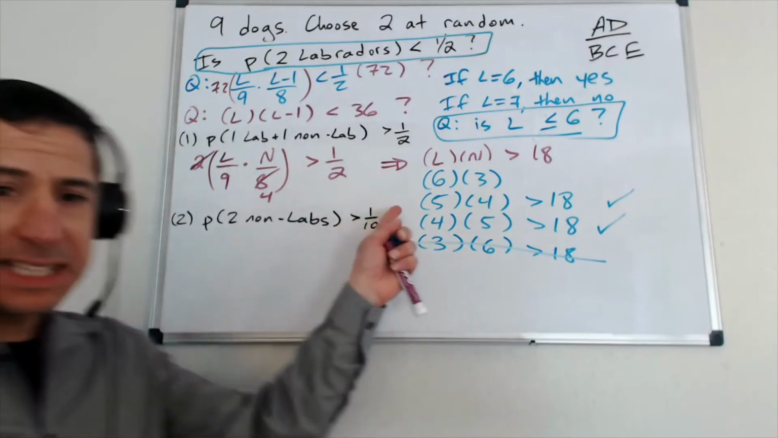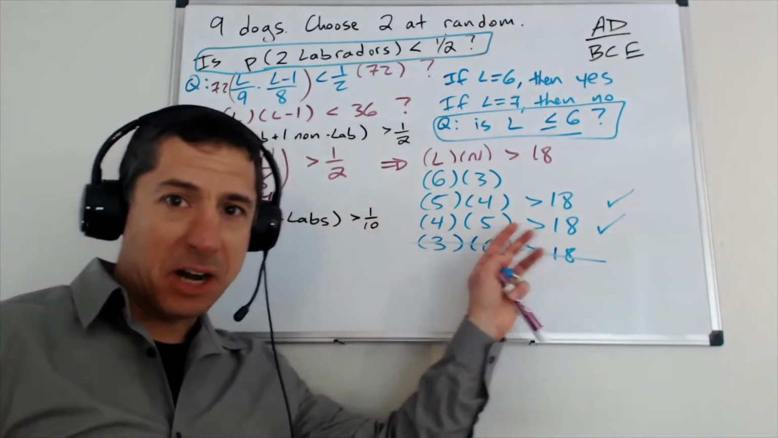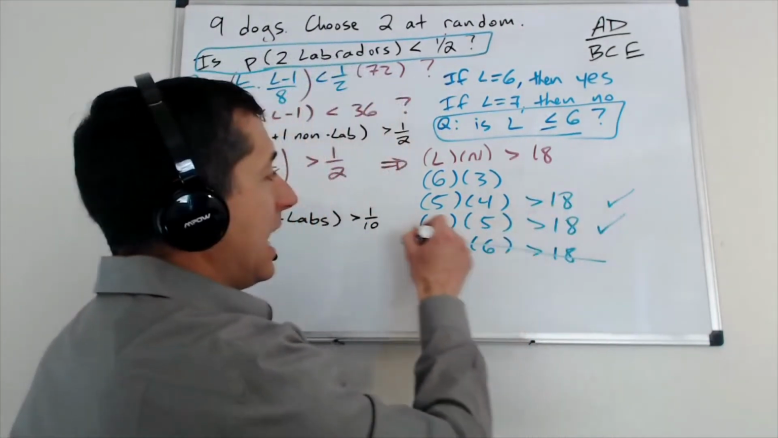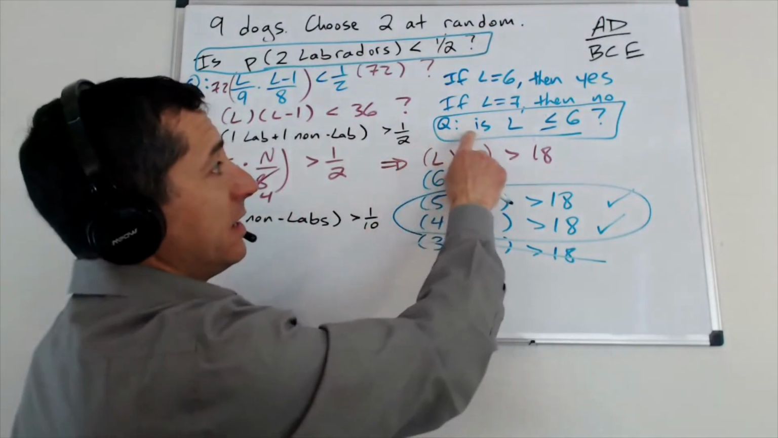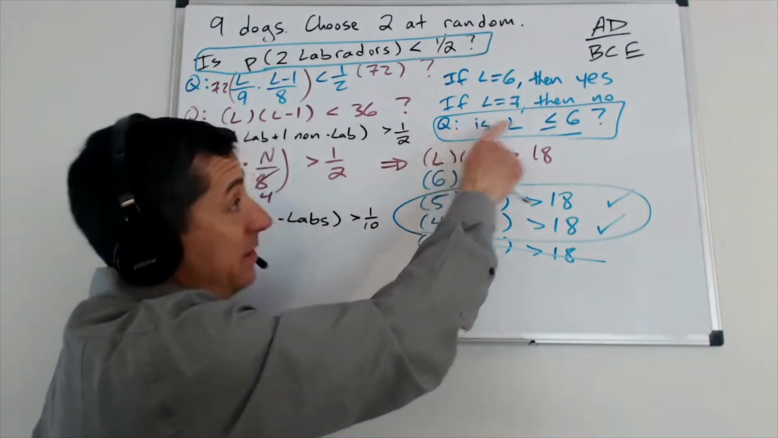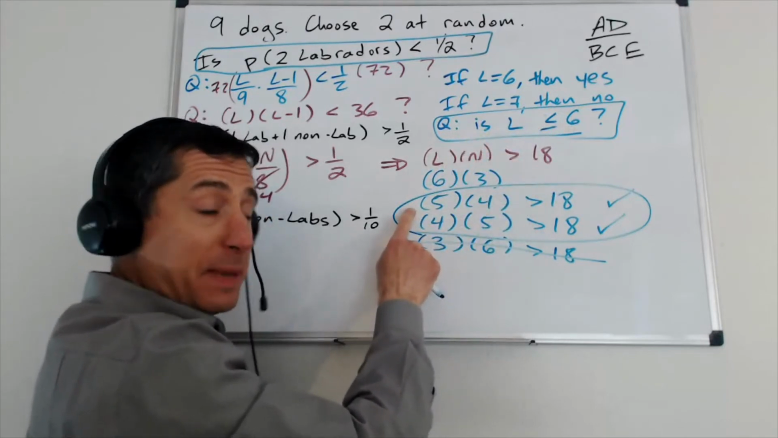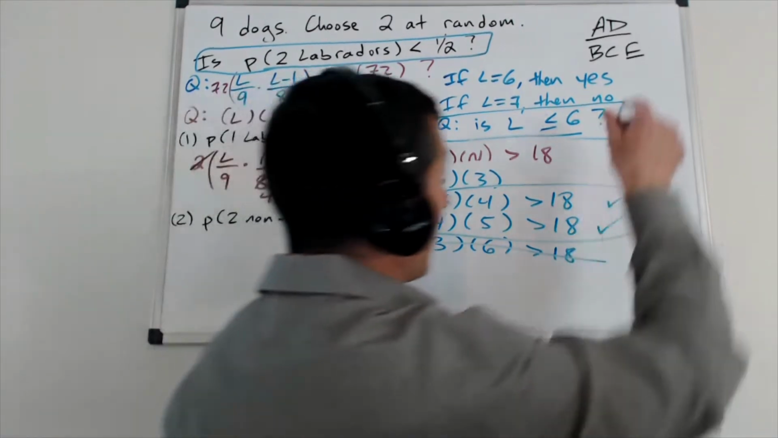So what is this saying? This is saying I either have 4 or 5 labs. It takes a little bit of trial and error to get there, but notice again, the numbers aren't that big. So what this tells me is that the number of labs is either 4 or 5. Now let's come back to our question. The question is, do I have 6 or fewer labs? Absolutely, because I have either 4 or 5 labs based on statement 1. Thanks to that, statement 1 is sufficient. We can cross out B, C, E.